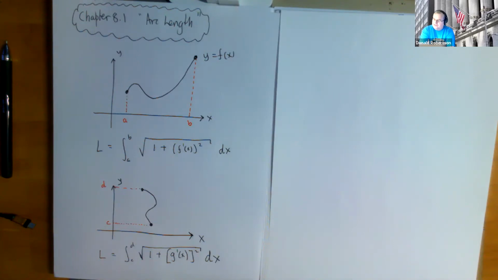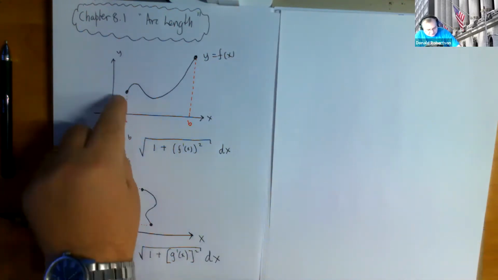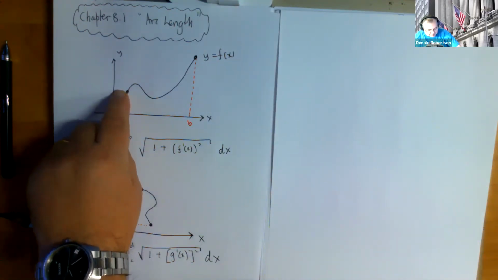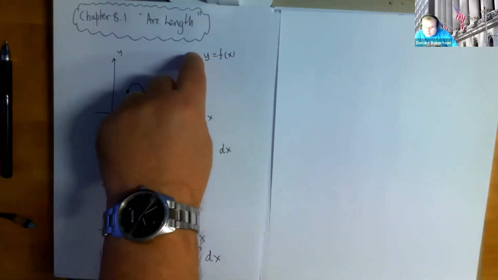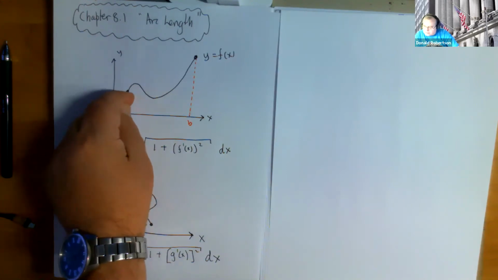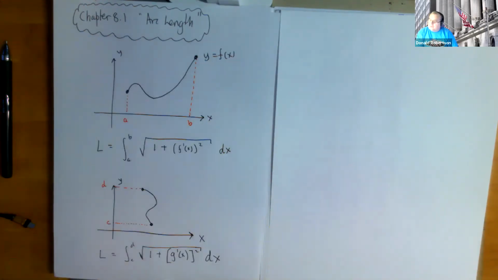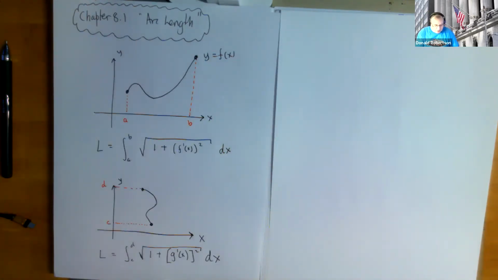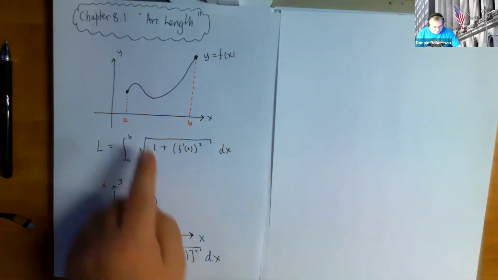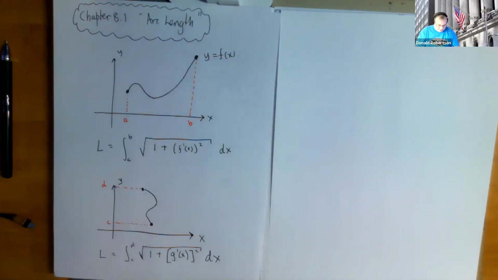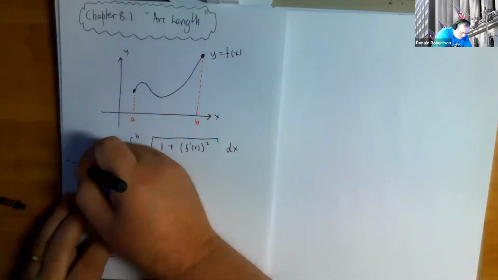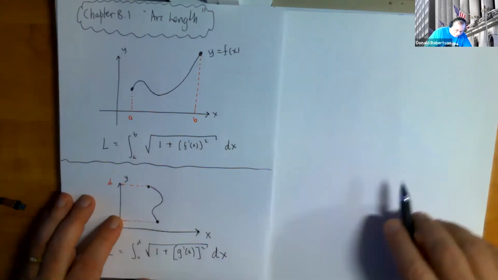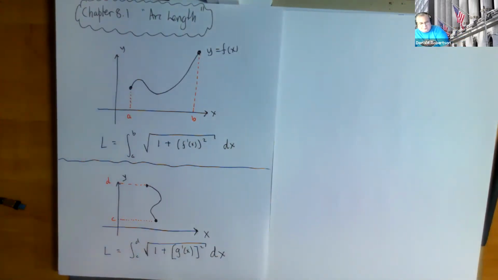How long is a piece of string? If you start on a curve y equals f of x and you travel along the curve, then it has a length. If you imagine a little ant walking along it, how far would it travel? We call that the arc length. So how long is a piece of bent string? That's what we're trying to find. How do you find it? Well, here is a lovely little formula that tells you how to do it.